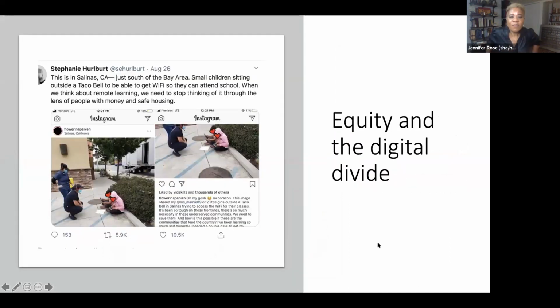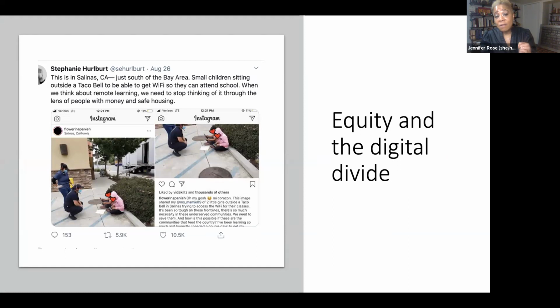So this brings us full circle to the comment that I was making earlier about the impact of the coronavirus on education. I remember seeing this tweet. It was actually a tweet, and then it was posted on Instagram about kids sitting outside of a Taco Bell so that they could have access to the internet, so they could have access to schooling.